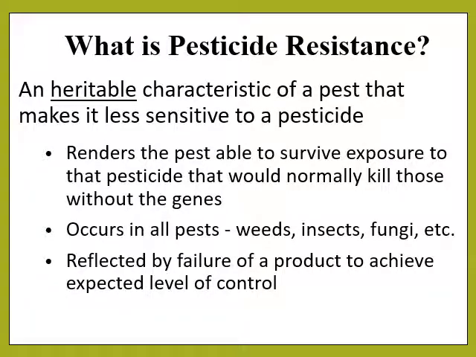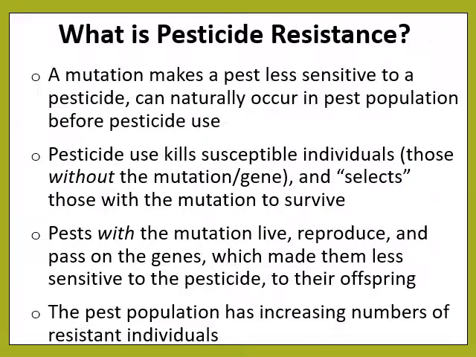It involves a genetic trait in the pest, and this trait allows the pest to survive the pesticide in a way that that treatment would normally kill individuals of that species that don't have the resistance gene. This occurs in all types of pests, including weeds, insects, mites, fungi, bacteria, and ultimately, why does this matter? It means that the product that you're intending to use to control a pest is not going to work. You're going to have a control failure.